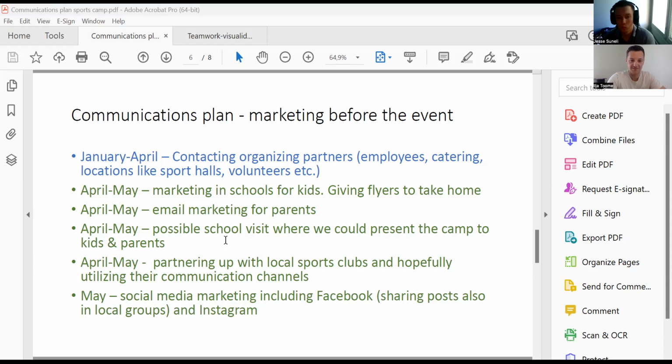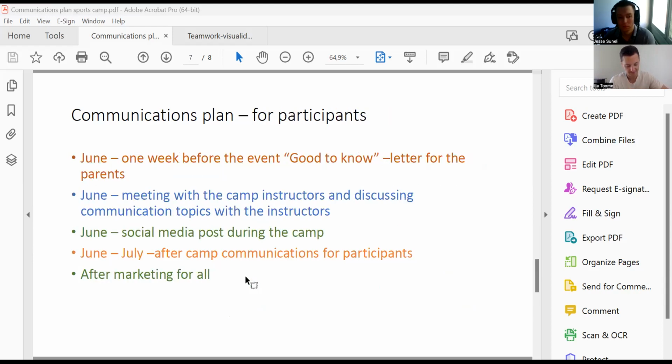We add a Facebook there because it's very good to use these local groups that you have in Facebook. If it's in a certain area, it's very easy to share there. And Instagram. Of course, there are other ones as well, but we pointed out these two, maybe the most popular ones.